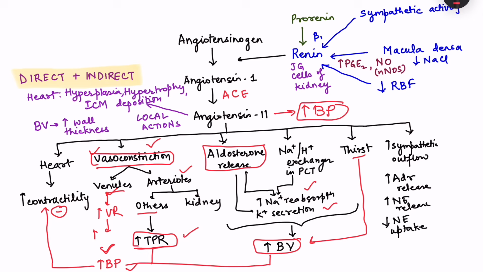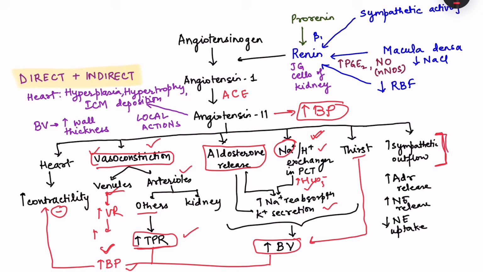Then it itself acts on the nephron in the proximal tubule, and it increases the activity of sodium hydrogen exchanger in the proximal convoluted tubule. So this causes again more sodium reabsorption and hydrogen secretion. Plus there is also increase in the bicarbonate reabsorption. Okay. Then it also increases the central sympathetic flow.